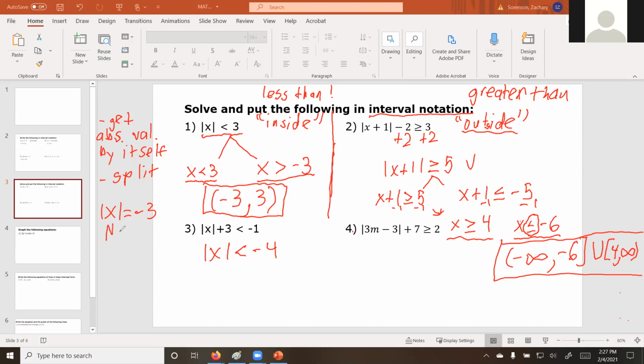This was no solution, and it probably should come as no surprise then that this is also no solution. Why? Because I can't have an absolute value be negative. What this question is asking is what values of X will make that absolute value less than a negative number? That can never happen, at least not in this class. And so that's nice. I don't have to do any more solving. I write no solution and I call it a day on that question. Everyone good with that? Yes.